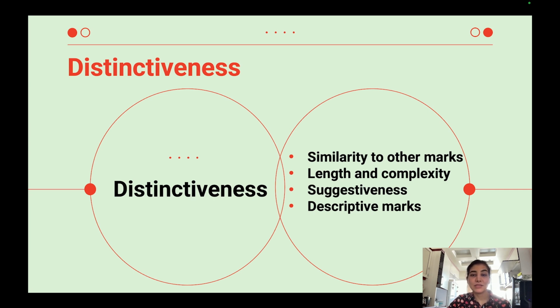Suggestiveness. If a brand is suggestive, as we already described suggestive marks, it is probable that the distinctiveness of this brand is strong and high. Descriptive marks are not distinctive. They cannot distinguish the product or service from other services. So this criterion is lost for descriptive marks, and we cannot say that descriptive marks are distinctive.